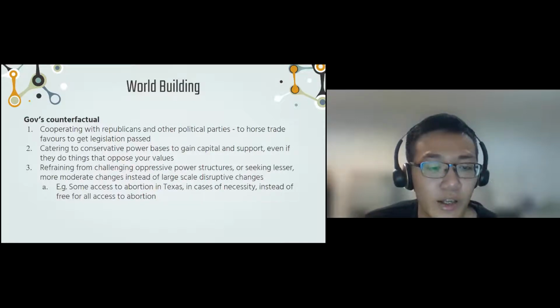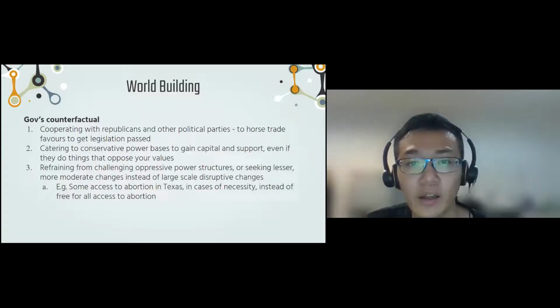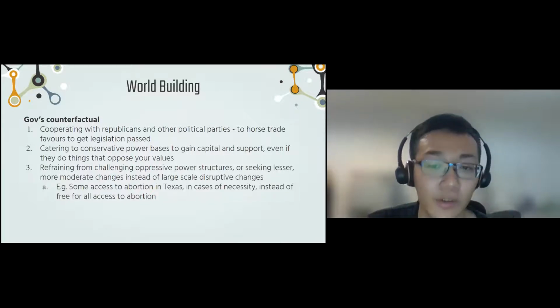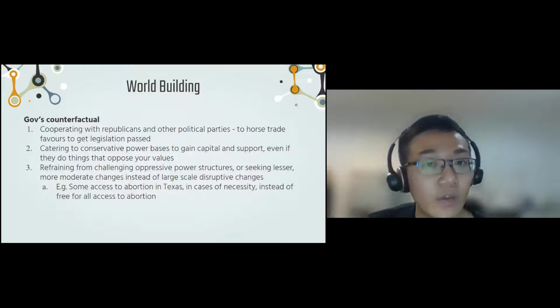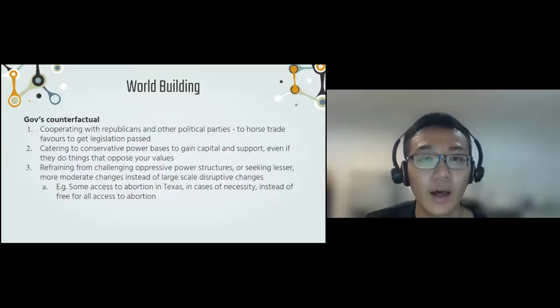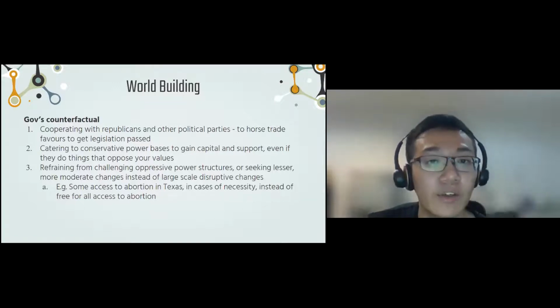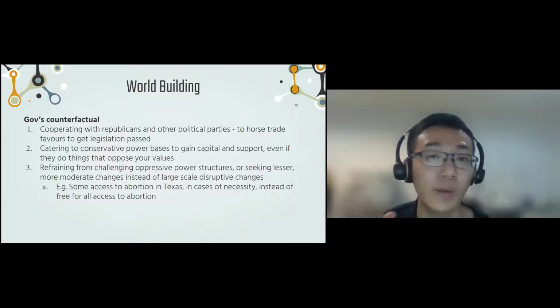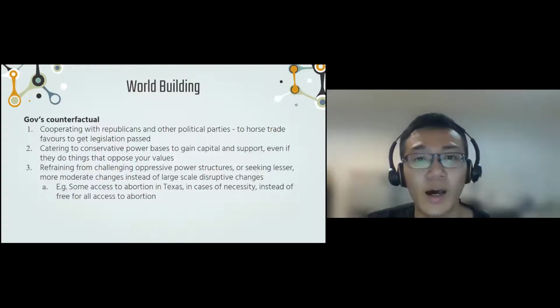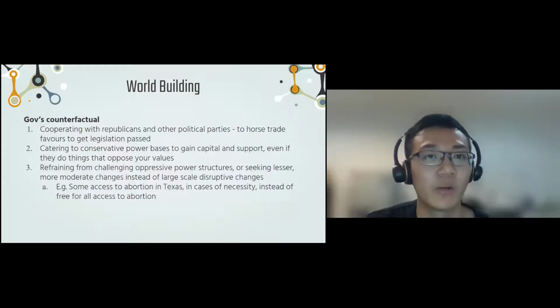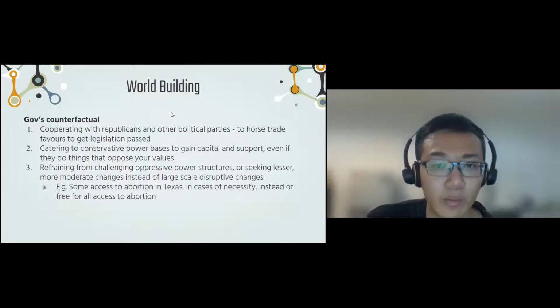So probably examples of this, like some access to abortion in Texas, whereas in the status quo, abortion is not legal. Maybe in some cases like necessity, in cases where there's a direct threat towards the mother's life, in cases of rape, for instance, you want to get access towards abortion, whereas in the status quo, you don't have access towards that. And that's very damaging. So even if you can achieve some small incremental change here, that's still a net benefit for the women who live in Texas. In the ideal world, you would want to get free for all access to abortion, but that's probably not very realistic. So this is what you can get if you make some compromises as opposed to refusing to make any compromises whatsoever.